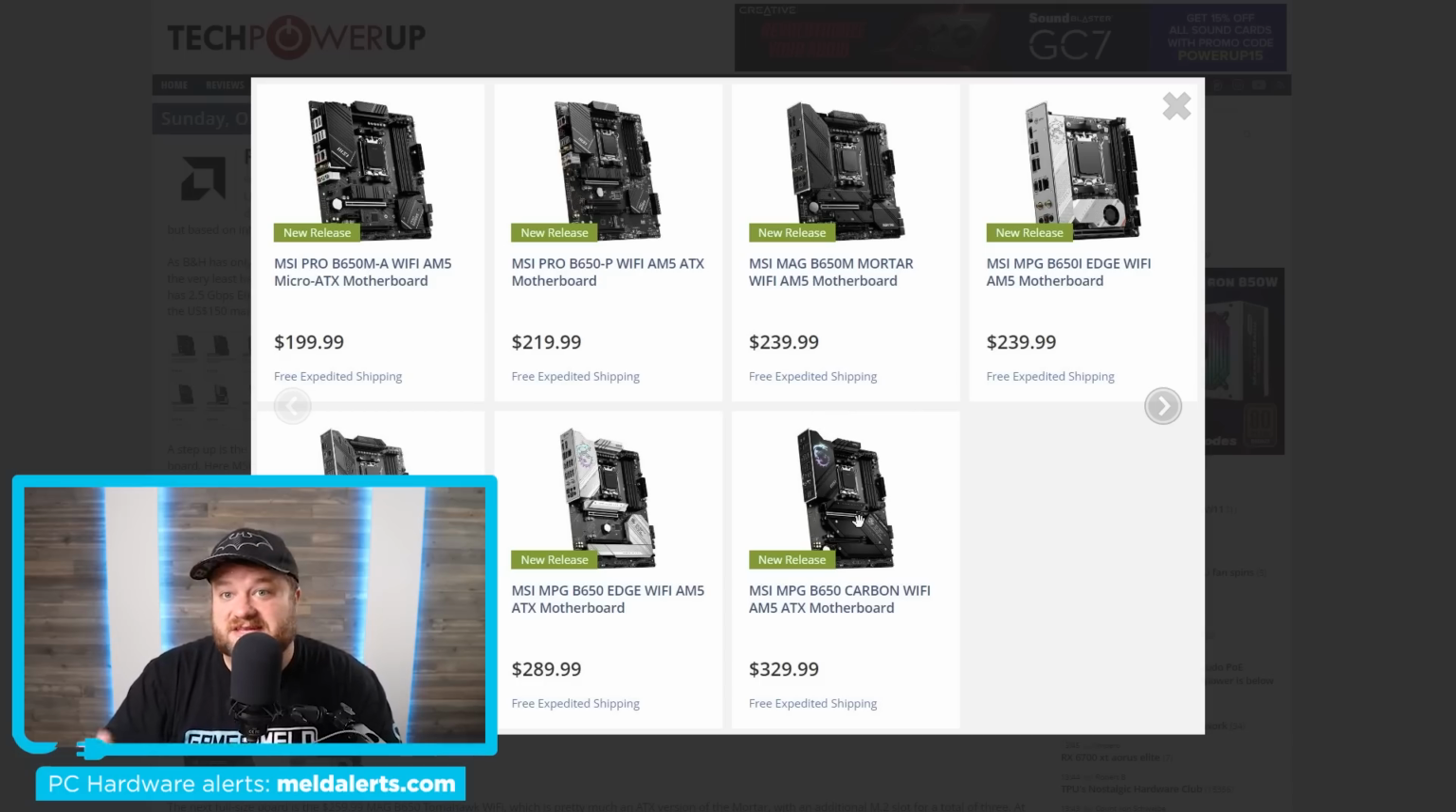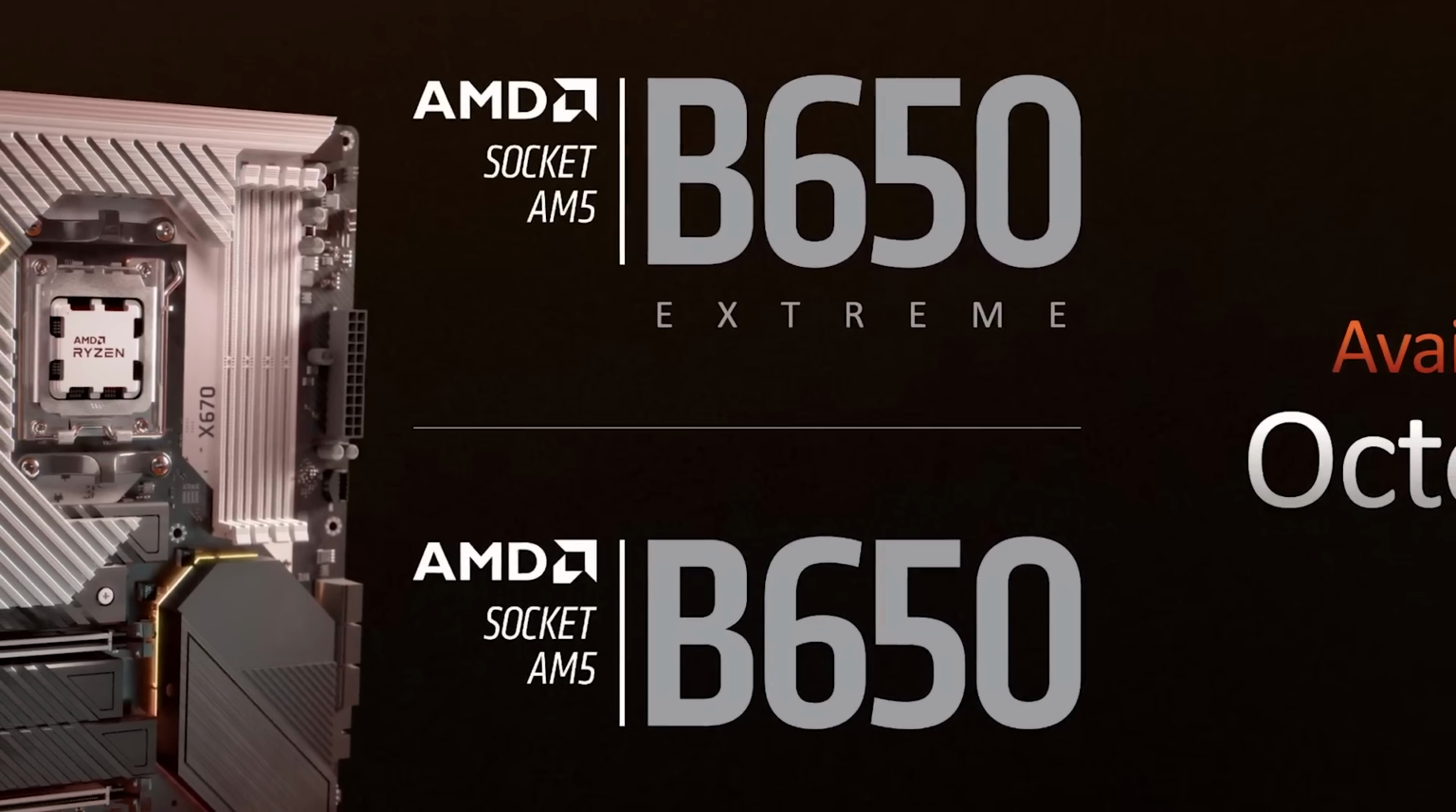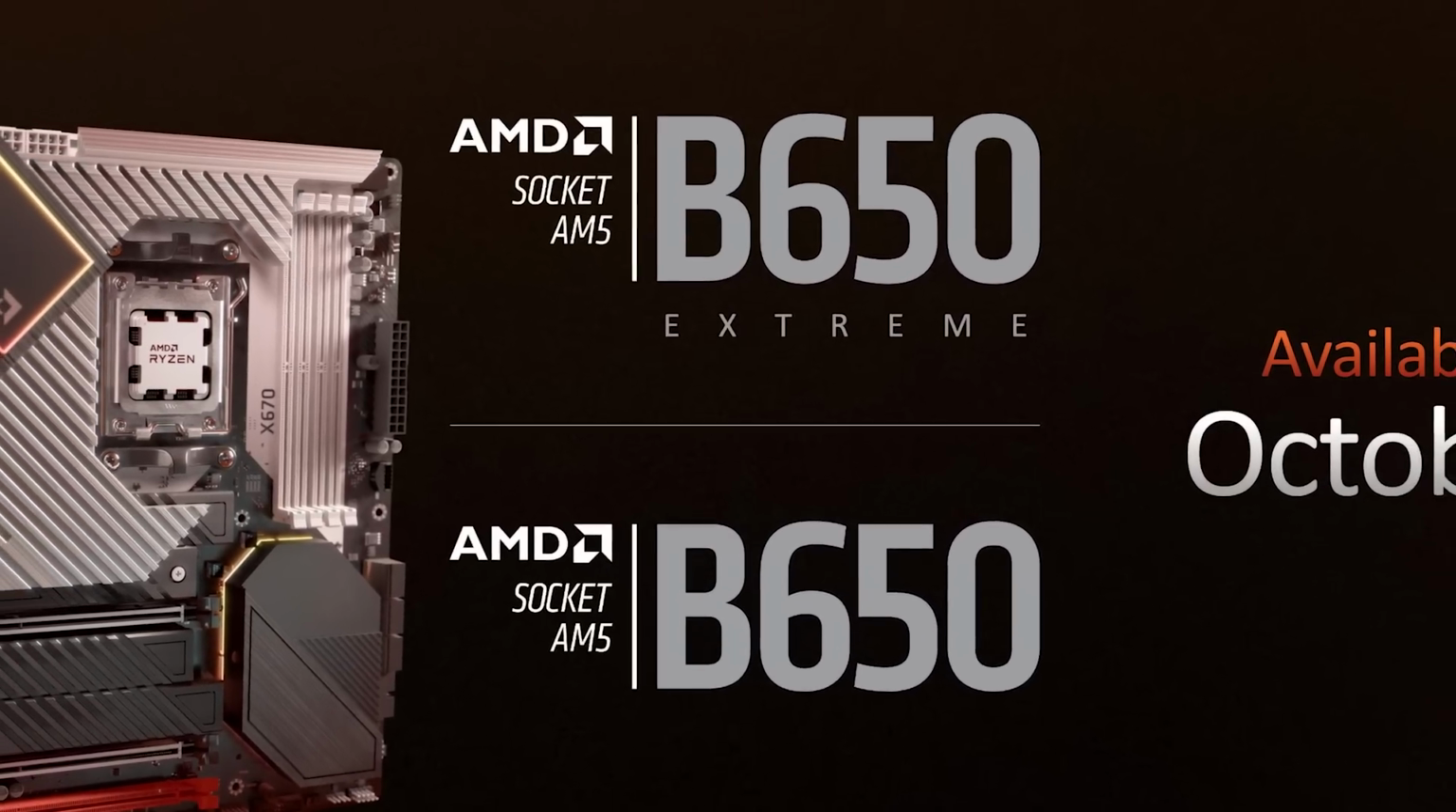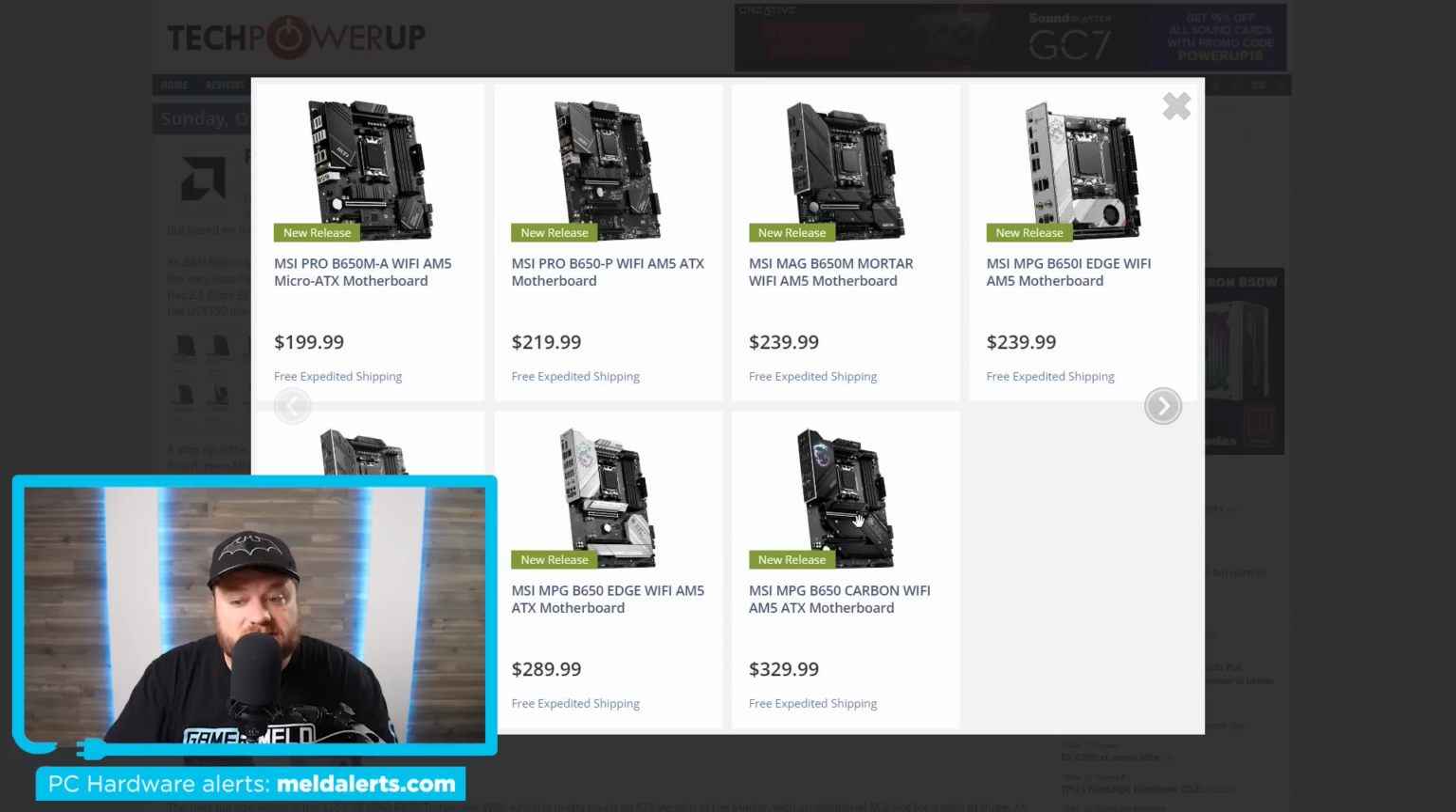actually B650E. Remember that just like the X670 boards, the B650 boards also have an E or extreme variant. Well, none of these are that variant. So these boards could get even more expensive. Basically, things are not looking all that great for AMD's upcoming AM5 boards for their, well, budget lineup. Hopefully they do offer some boards that are cheaper, but as of right now, well, it's a bit scary.